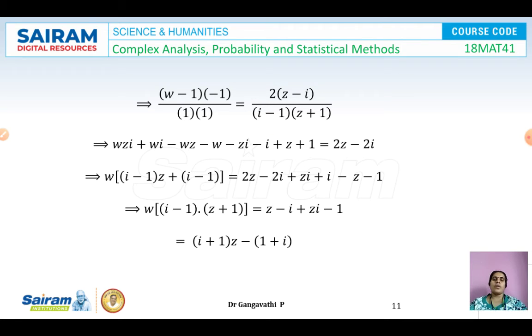And next, cross multiply them and simplify. So group out w terms and the z terms. So take w as a common term here. We have i minus 1 into, take out i minus 1 as a common term, z plus 1, and here z minus i plus z minus 1i, and i plus 1 into z minus 1 plus i. So this is the expansion we had got. So from this and from this term you can take out z, so you get i plus 1 into z, and minus of 1 plus i.